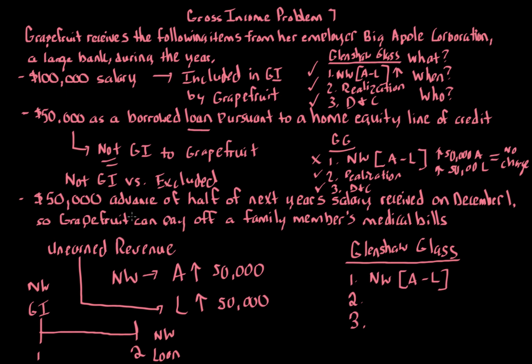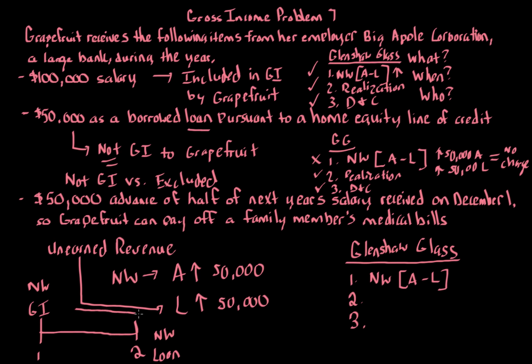Well, this situation has elements of both. We're getting the cash in advance, right? Because if Grapefruit performed those services next year, there would be no loan to pay off, right? So it would be definitely gross income, situation number one, the first one, the $100,000 salary, and that would be included. But if this was a loan, if instead of doing this as an advance of salary, the employer said, well, let's just loan you $50,000 so you can pay off your medical bills, it'd be obvious that would not be a net worth increase because Grapefruit would have to pay it back. So we're somewhere in here, we're trying to figure out which one it is more similar to.